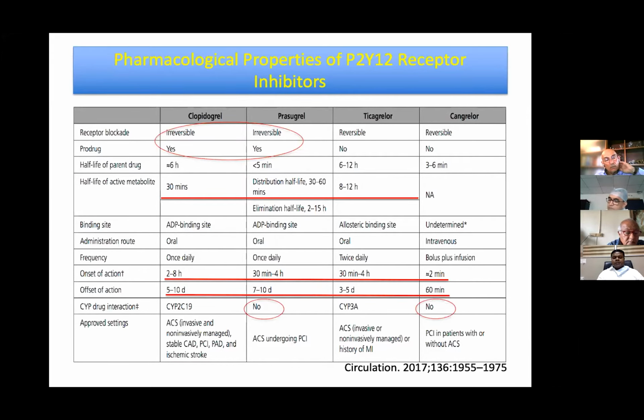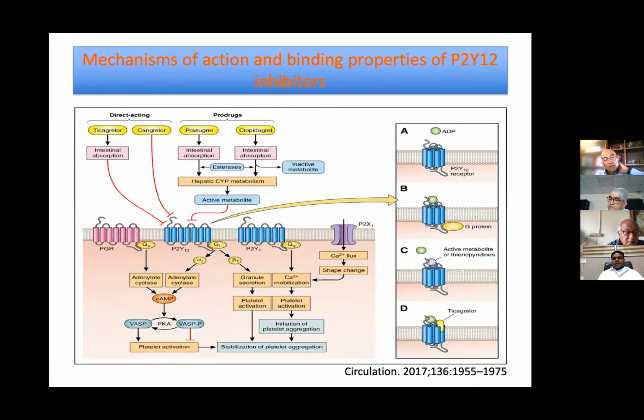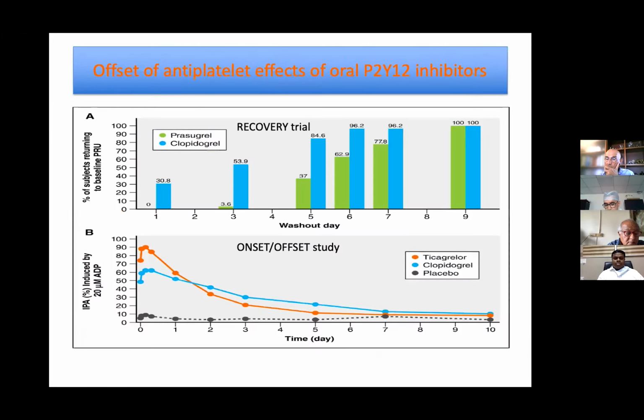Looking at the mechanism, basically these drugs act on the P2Y12 receptor at this inhibition site, where it prevents the coupling of the G protein coupled receptors through cAMP and VASP related pathways to inhibit the platelet aggregation.